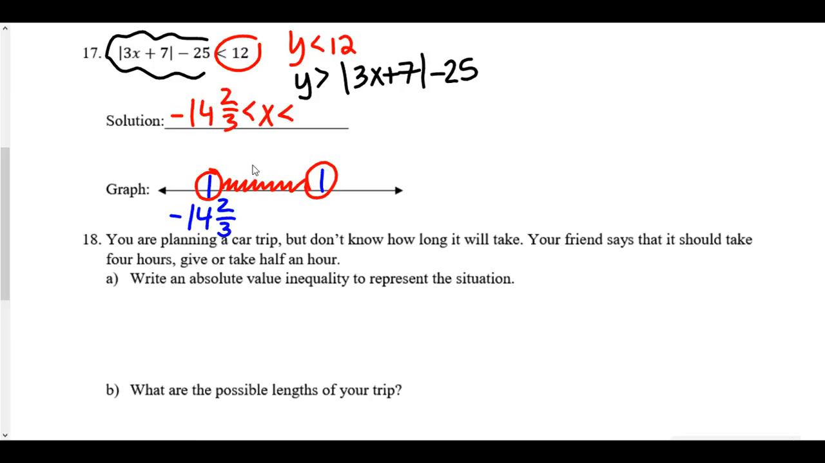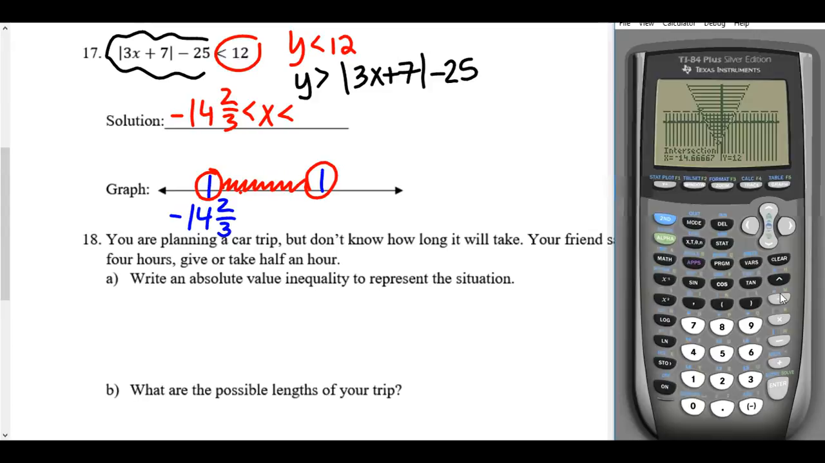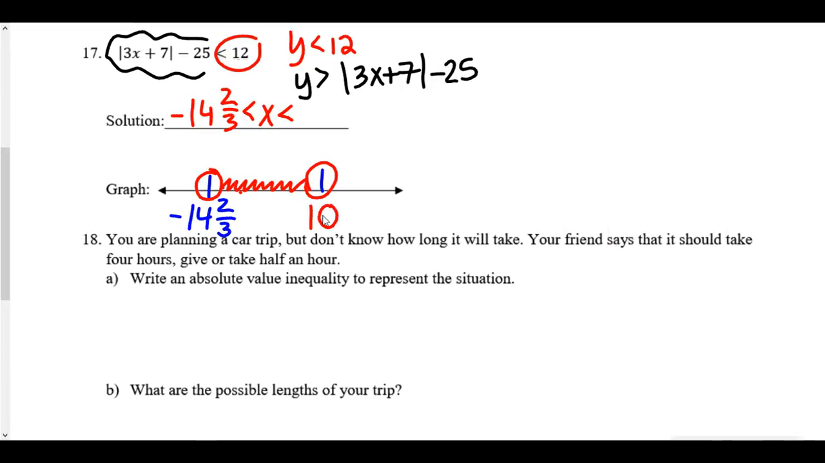x, which is less than, now I need to find the point on the right. So let's go back to my calculator. In order to find the point on the right, I need to repeat this process. If I'm using my TI, if I have my Casio, I just hit the over button. Move over close to where they cross, hit enter, enter, enter, and this one was 10. So I have negative 14 and 2/3 is less than x, which is less than 10.